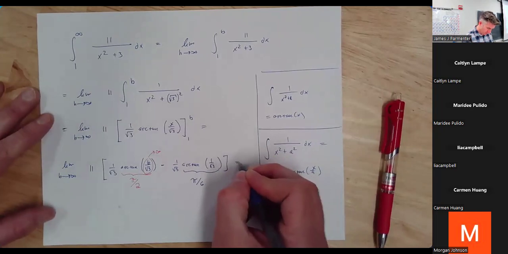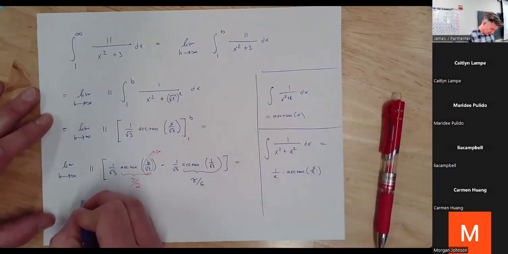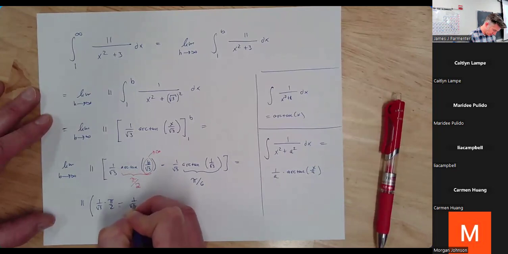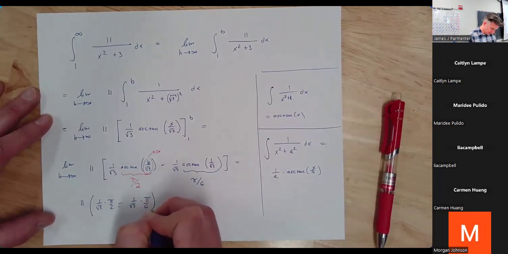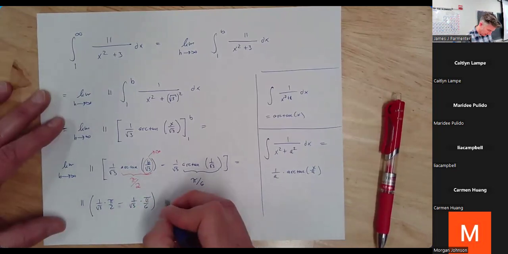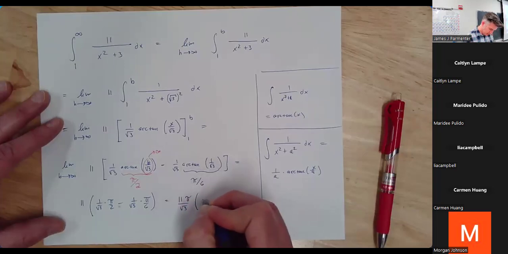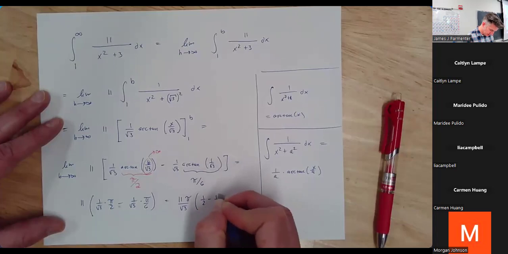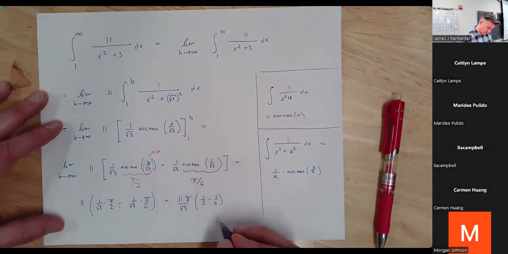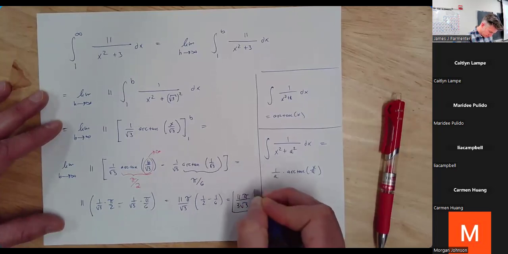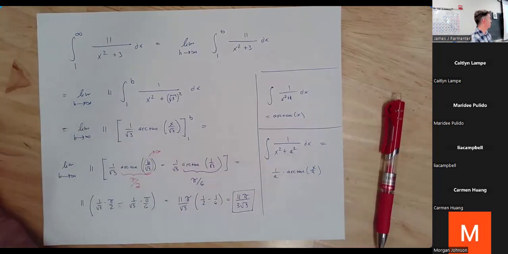So here we end up getting something terrible. We get 11 times 1 over root 3 times pi over 2 minus 1 over root 3 times pi over 6. Which I would leave that way, but if you wanted to simplify it, you could write it as 11 pi over root 3 times 1/2 minus 1/6. And then 1/2 minus 1/6 is just 1/3. So you can really write this as 11 pi over 3 root 3. Lovely.